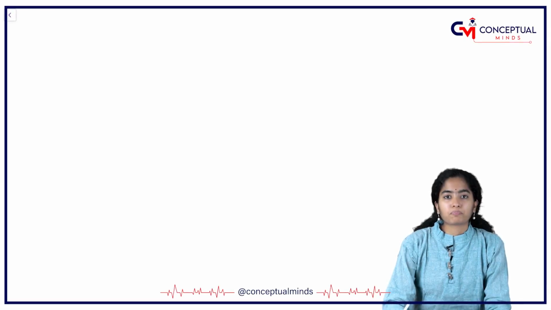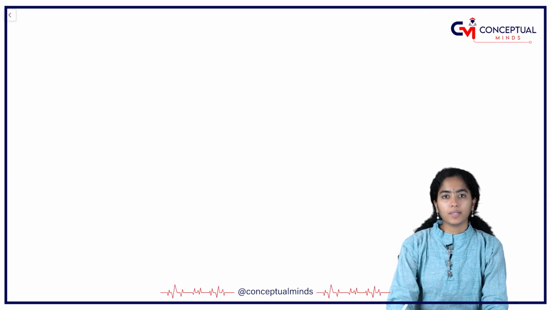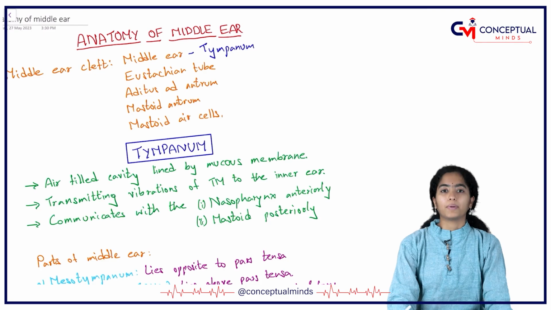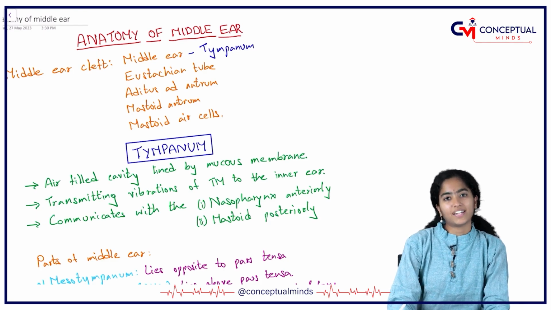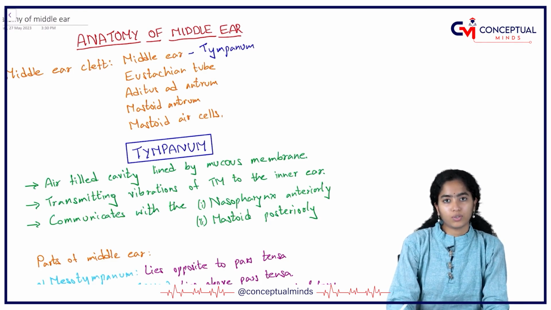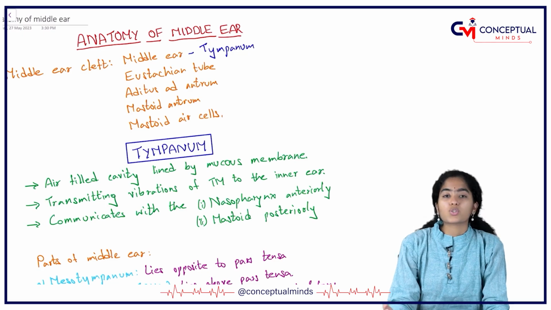Welcome dear students. In the previous video, we have learnt about what is middle ear and its various boundaries. But middle ear cleft not only includes the middle ear but also structures such as mastoid antrum, Aditus antrum, eustachian tube and various other structures. So let us complete learning about the middle ear in this video.